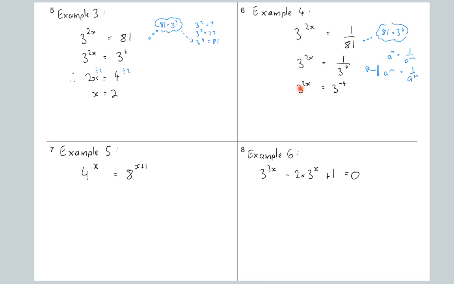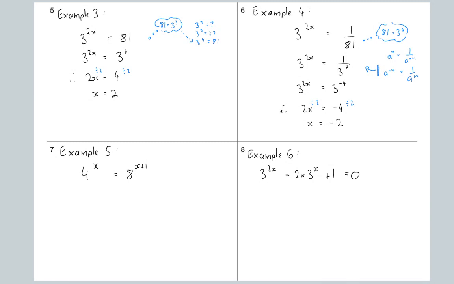Now I have base to the power equals same base to the power. So therefore, 2x is equal to negative 4. And by dividing both sides by 2, I get x equals negative 2. And that's my solution for example 4. Now let's have a look at example 5.